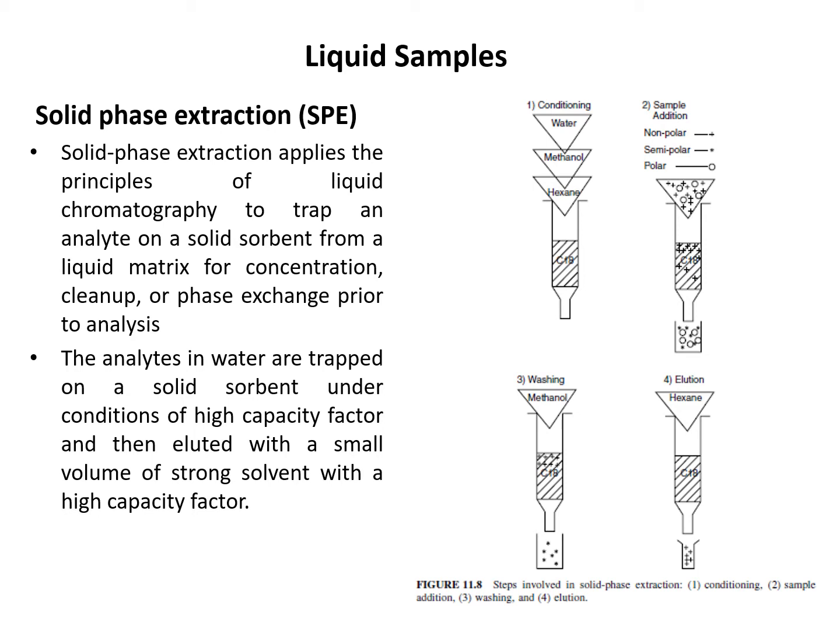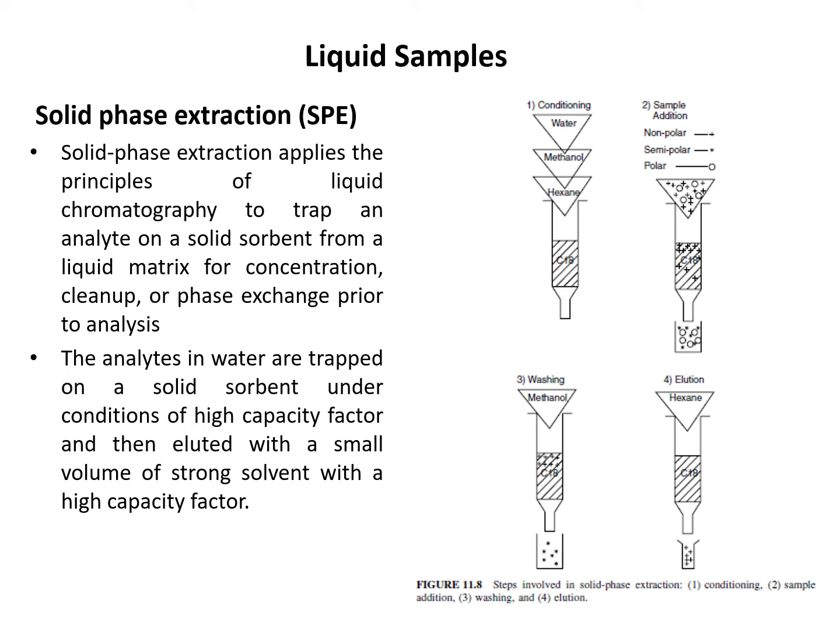So in solid phase extraction, the samples will undergo a few steps such as conditioning, sample addition, washing, and elution. Conditioning usually follows the steps of using water followed by methanol and hexane. For sample addition, the sample is usually non-polar, semi-polar, or polar. We have to check the nature of the sample, whether it is polar, semi-polar, or non-polar, so that we can use a suitable solvent for the elution.